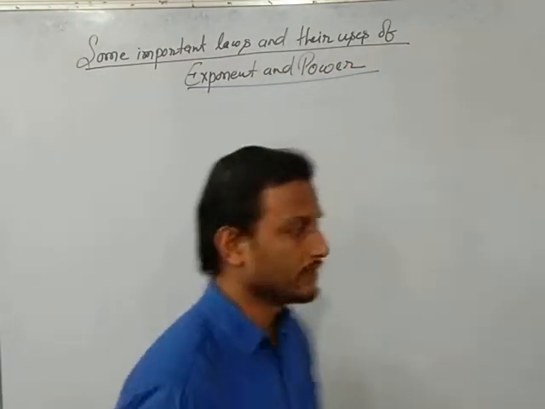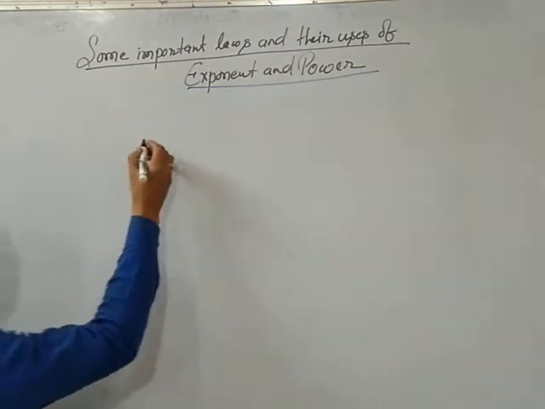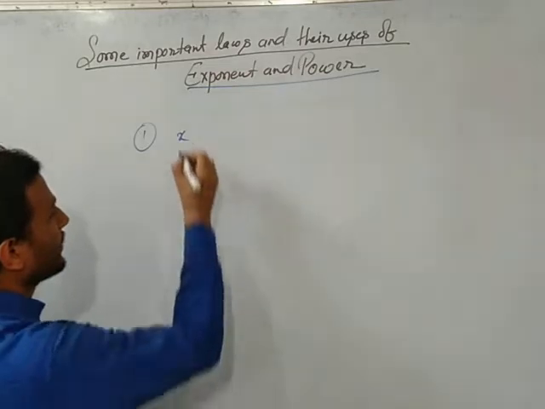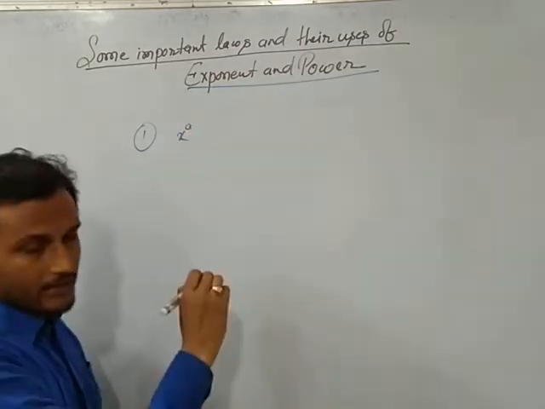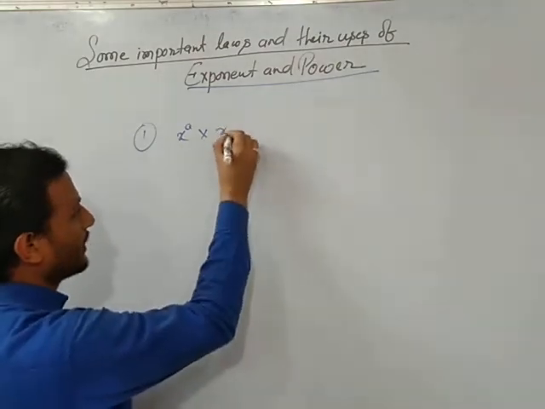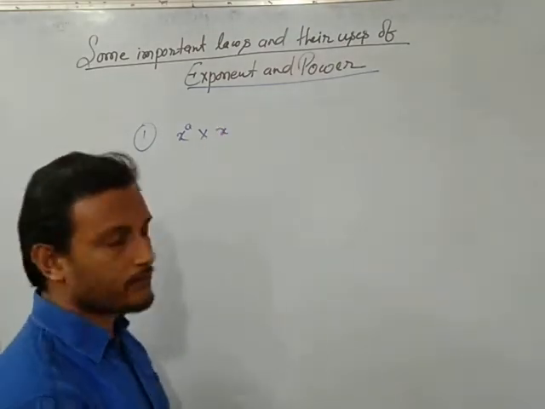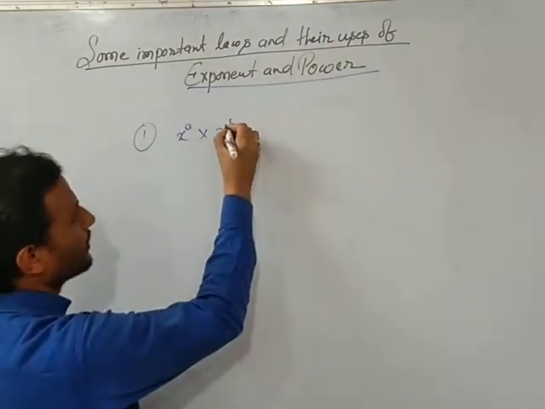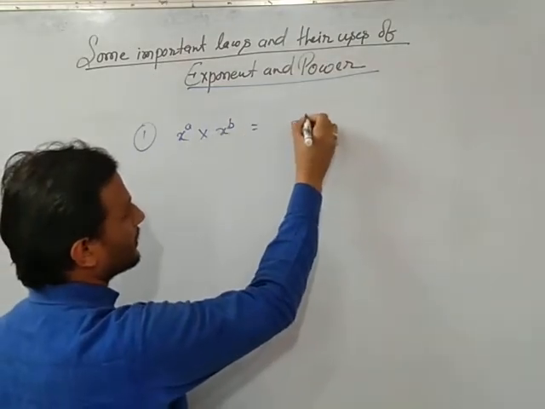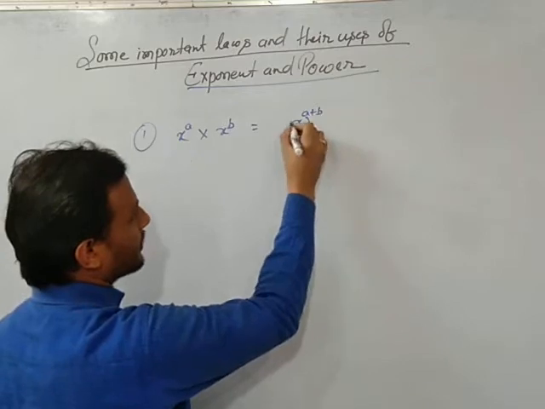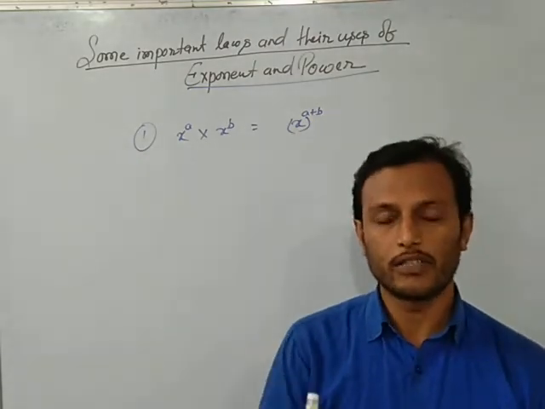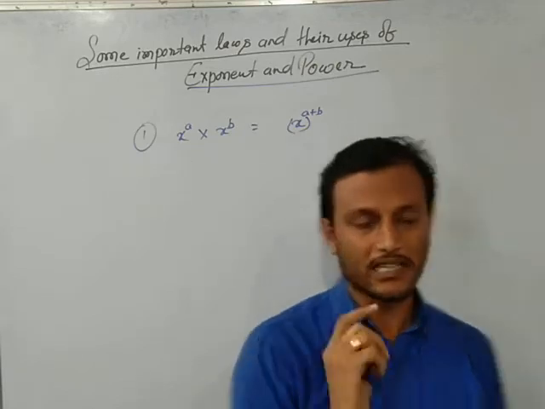Rule number 1 is, if x is an integer and it has an exponent like a, and it is multiplied by the same integer x which has an exponent like b, then the result will be x to the power a plus b. Both exponents will be added if the base is the same.